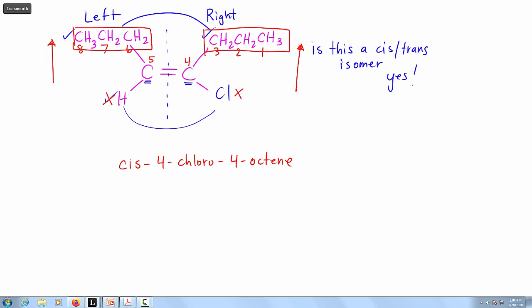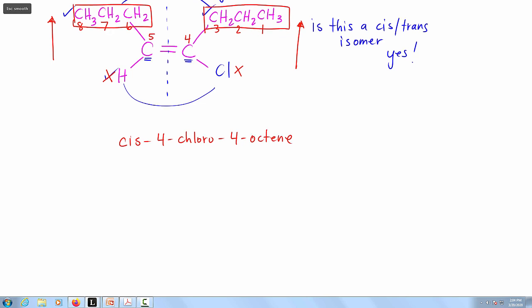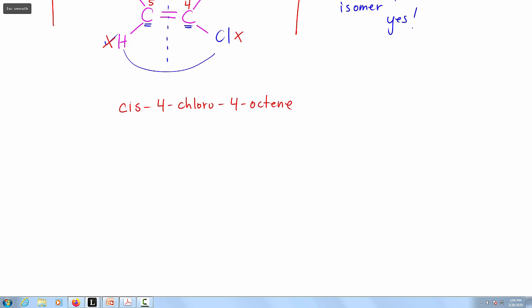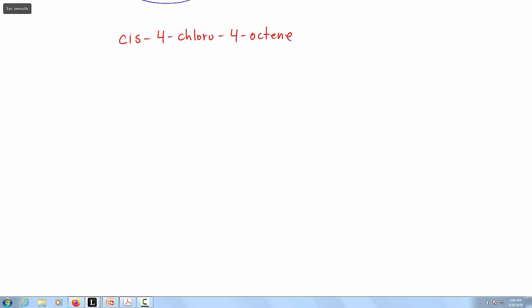Now this example is an example I will use when we talk about E/Z notation, and the fact that it is cis, but it will defy another rule that we will look at. Okay. But for the purposes of the cis-trans convention, that molecule is cis. Okay. Now let's look at another example.